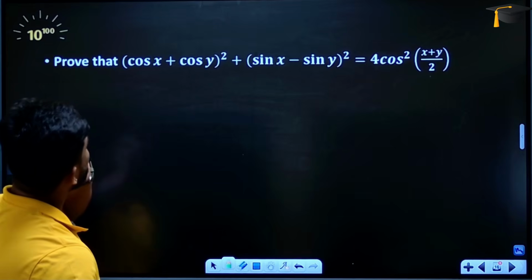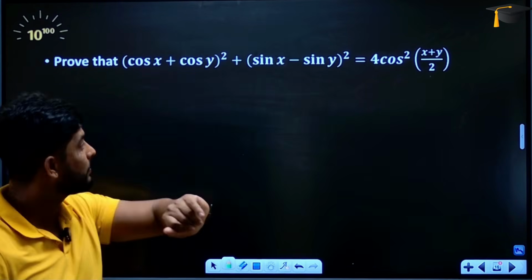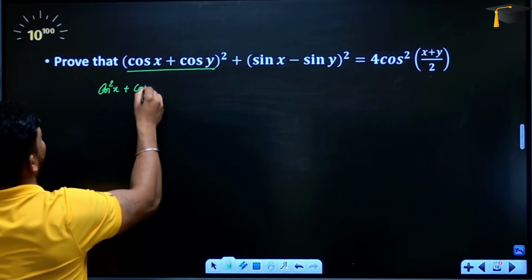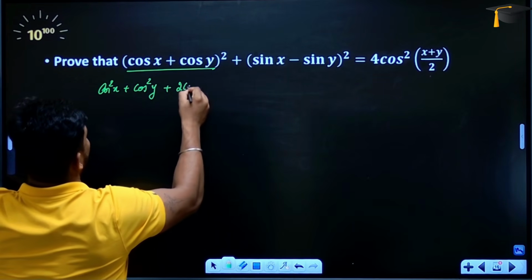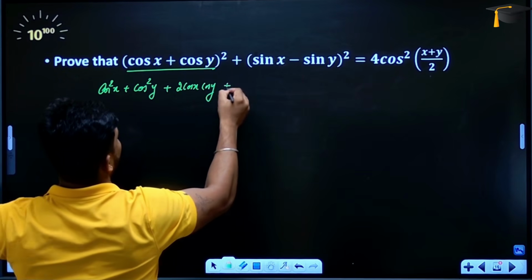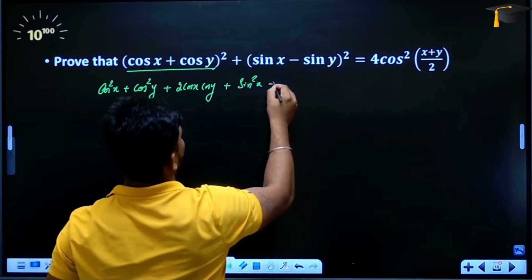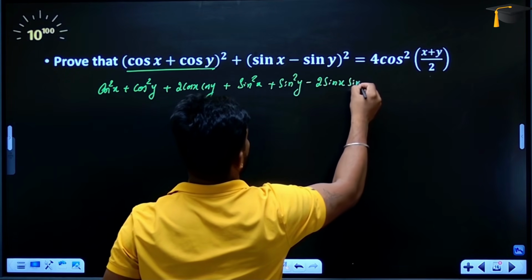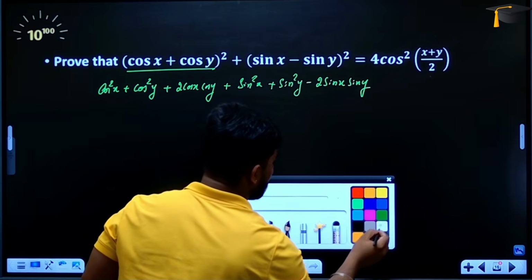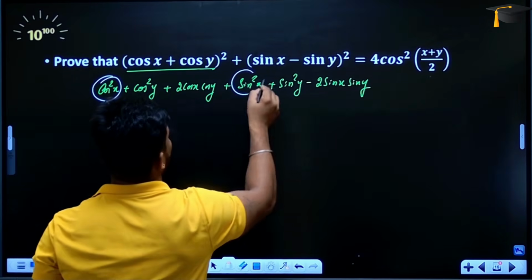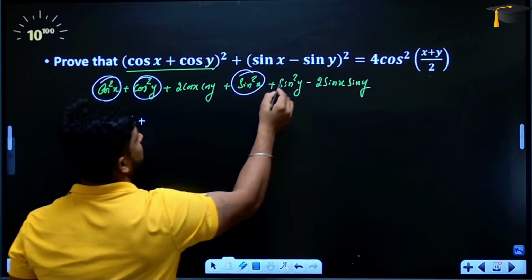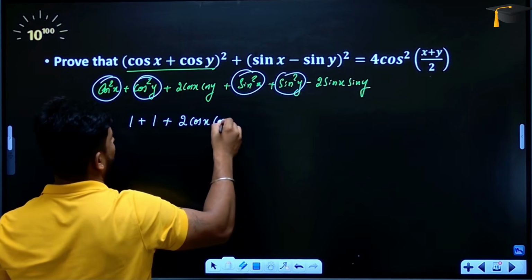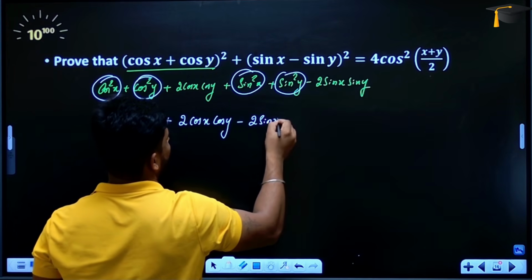Okay, next question. Cos x plus cos y the whole square plus sin x minus sin y the whole square. This can also come for 5 marks. So use a plus b the whole square. So it is cos square x plus cos square y plus 2 cos x cos y, right? Plus sin square x plus sin square y minus 2 sin x sin y. Okay, so from this remember cos square x plus sin square x becomes 1, plus cos square y plus sin square y becomes 1, plus 2 cos x cos y minus 2 sin x sin y.